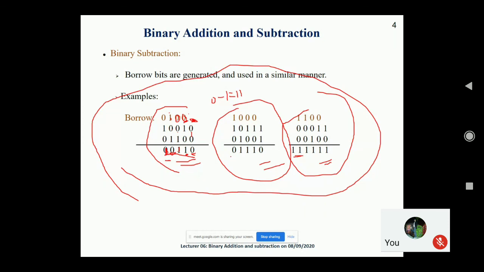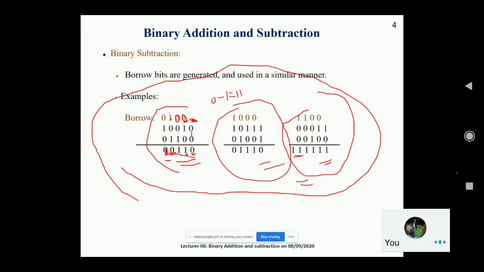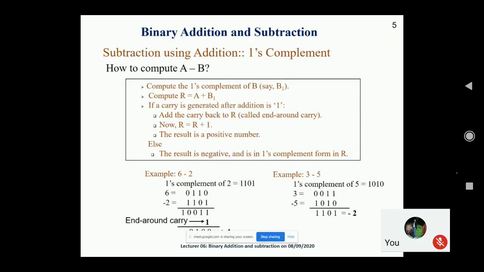If you are practicing, it is also easy, but compared to addition, this one is a little bit complex. But it is tolerable. Then we are going to the next slide. Any doubt on this one? No, sir. Now based on that particular concept, we are using binary addition and subtraction.